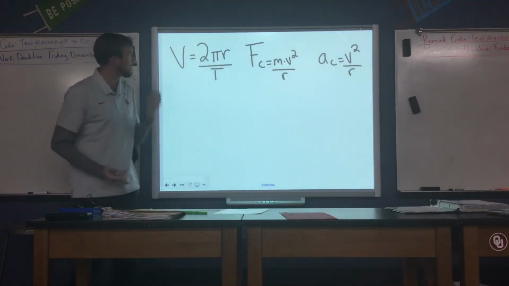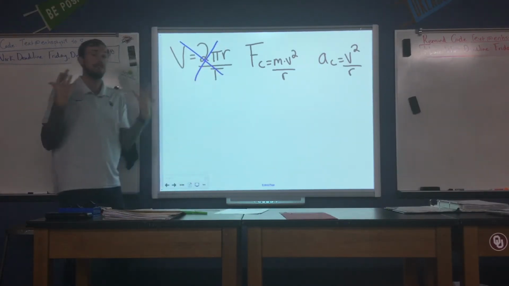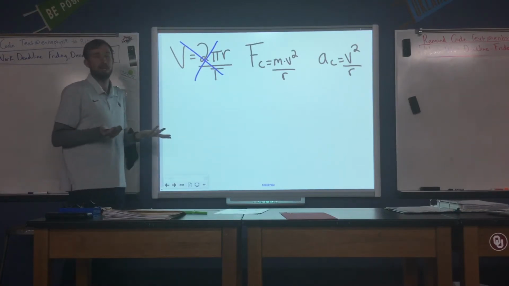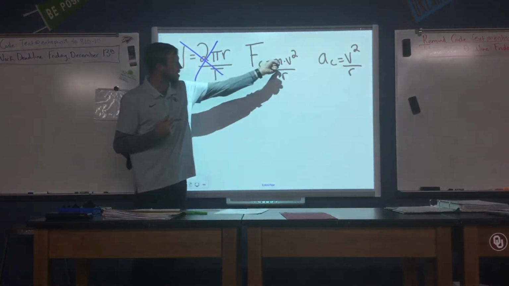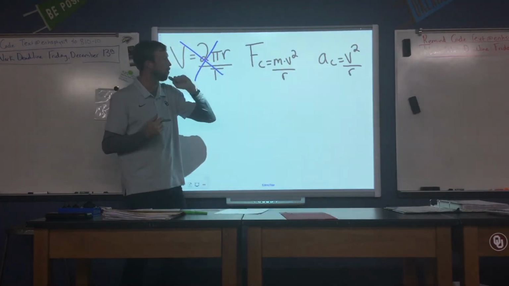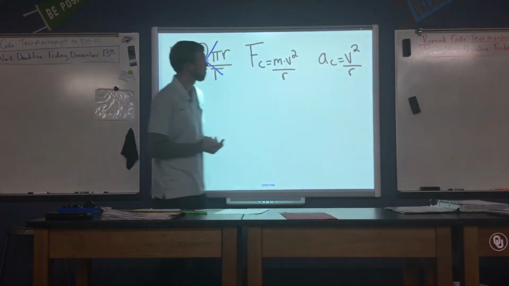Now, looking at the problem statement, I don't actually know anything about times. I'm not given those, so I'm probably not going to use this first equation. But the second two are a bit of a mystery, right? We know the mass, we know the velocity, but we still have two things missing in this equation for centripetal force. And here, all we know is the velocity. So again, still two things missing.